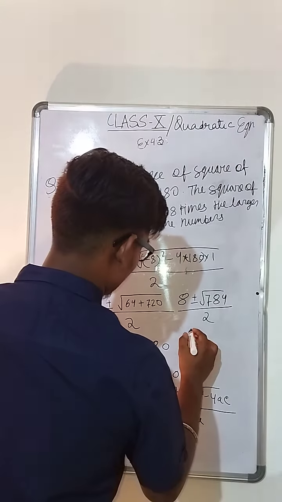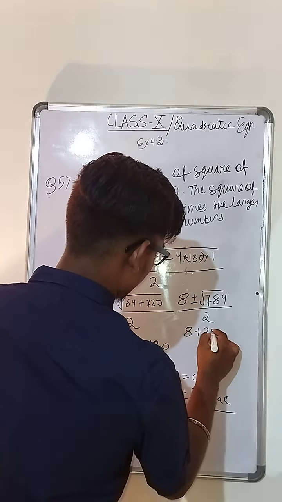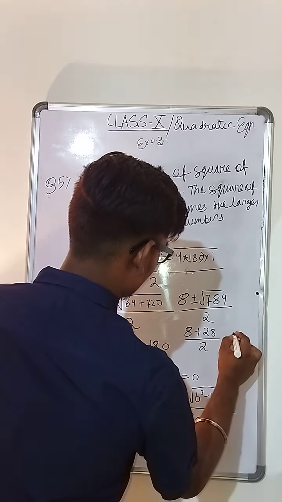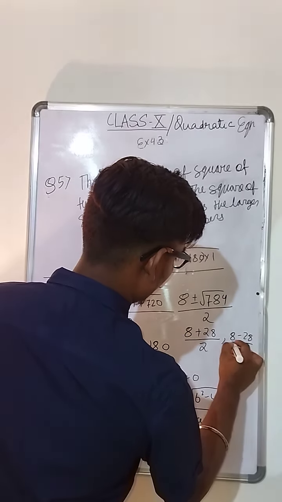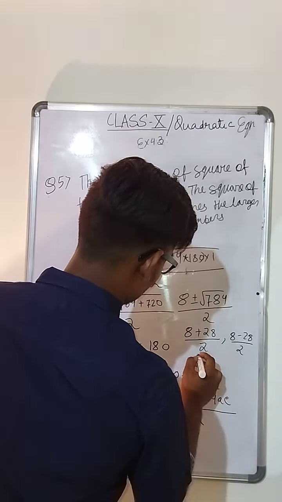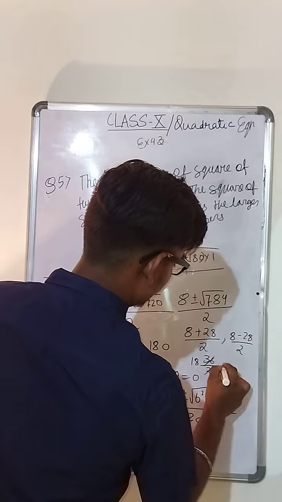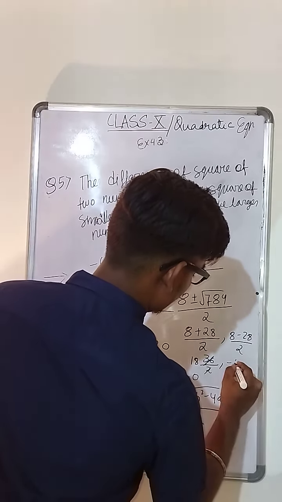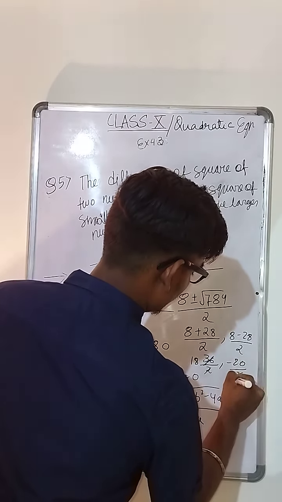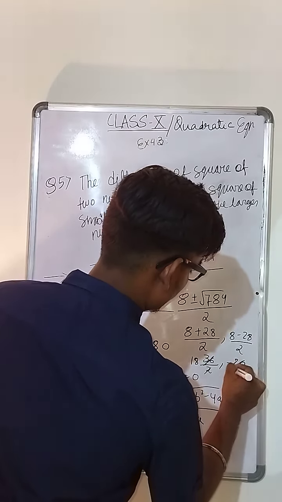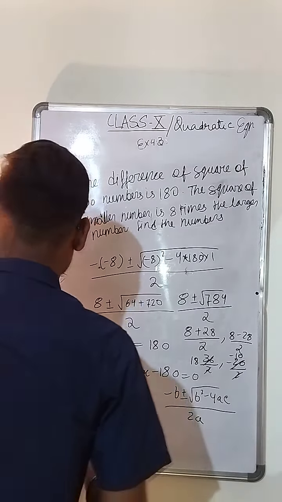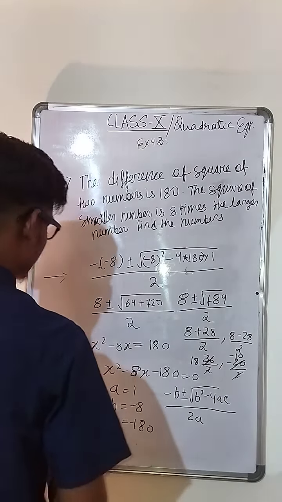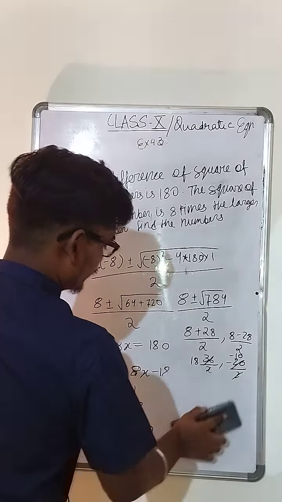784 is 28 square. Okay, so 8 plus 28 by 2, and the other one will be 8 minus 28 by 2. The number cannot be negative, as I am saying, so we need to take the positive number, that will be 18.